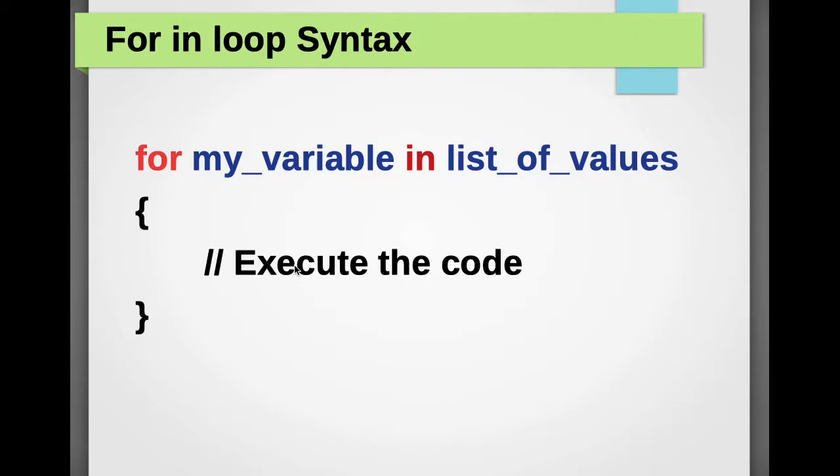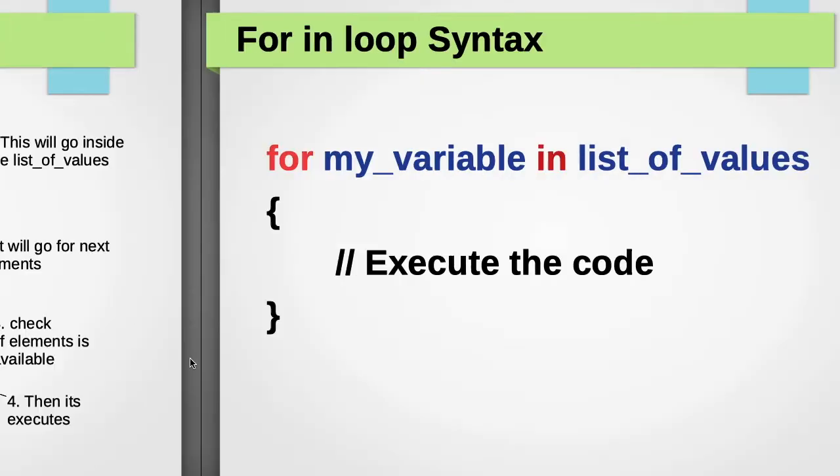If values are available in the list of values, then it executes the code in the middle of the curly brackets. Otherwise it escapes from here. Okay. Next I will show the flowchart.